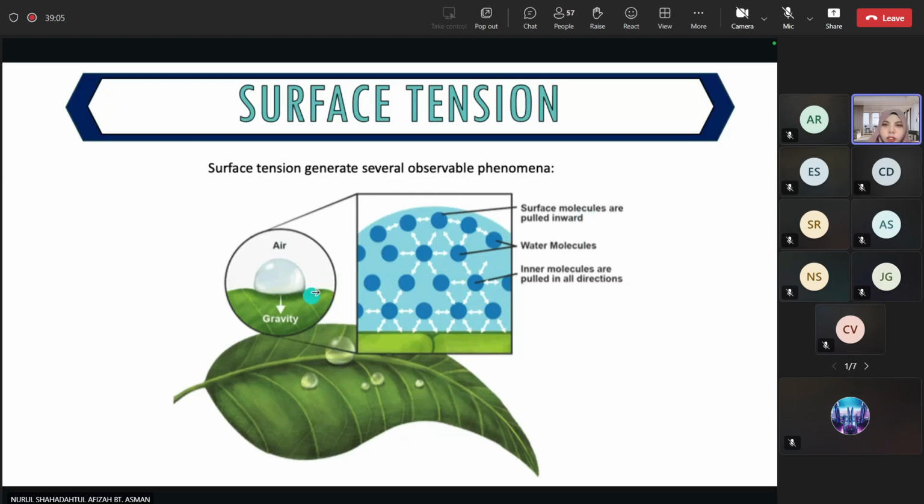The surface molecules are pulled inward. And this is, as you can see, the water molecules, and the molecules are pulled in all directions. So you can see an example of surface tension. I'll show you in the next video.